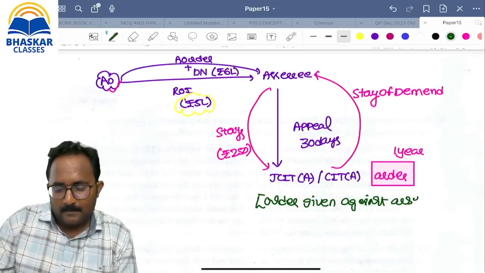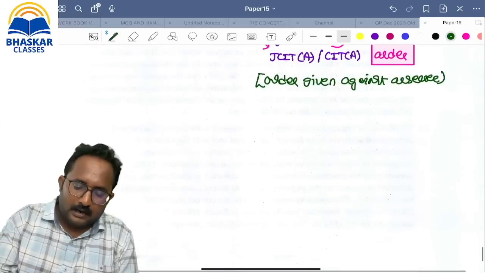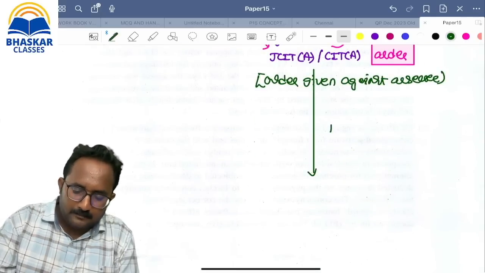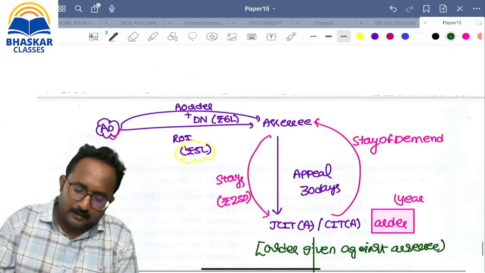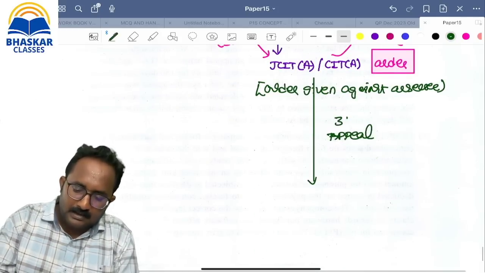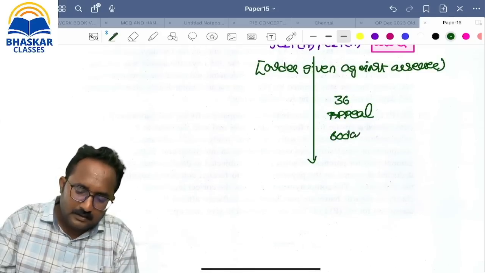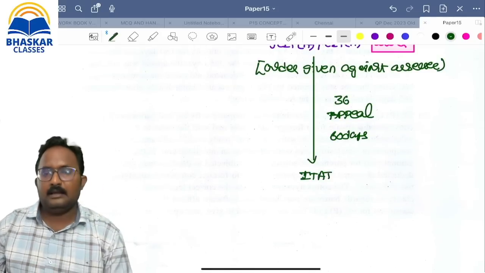Against SSE. So now what will SSE do? That order can be appealed before whom? ITAT. What is the form number here? 35. And the other form? 36. Within how many days? 60 days. So now that can be appealed before the ITAT.